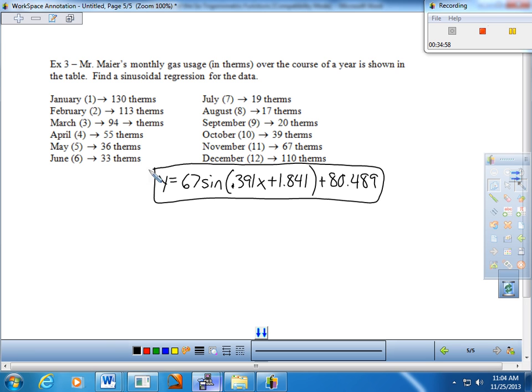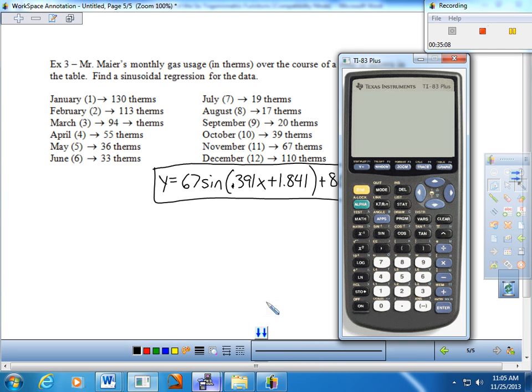Obviously, there's really no prediction we're making here because x is in months and y is in therms, but it's sort of interesting to see nonetheless. I'm going to bring the calculator up one last time and hit graph. You can see, is it perfectly sinusoidal? Nah, but it's really not bad. It still has that good look about it.